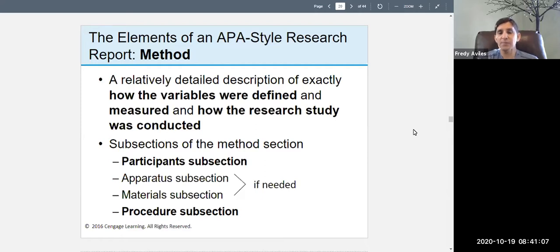You're not going to have an apparatus section, okay? Because you didn't really use any equipment and things like that. But you are going to have a materials subsection where you describe your survey. And then you're going to have a procedure subsection where you describe your procedure, right? How you actually selected participants, how you went about acquiring them. We'll talk about that. Those are the 4 sections you could include in your method section, but you probably only need 3: participants, materials, and procedure. I'll show you an example in a moment.